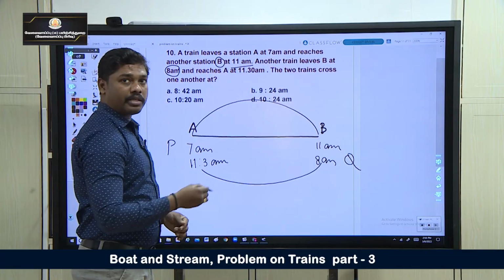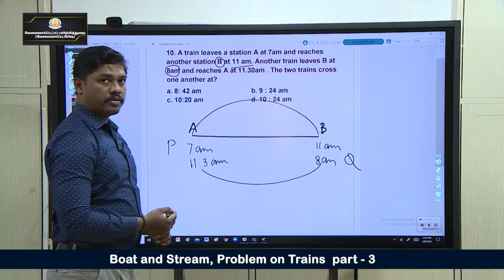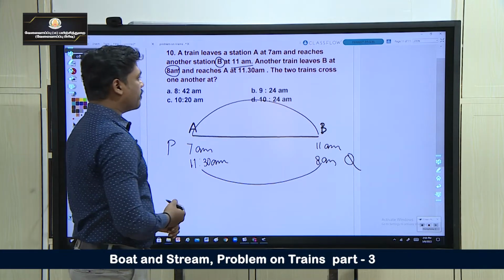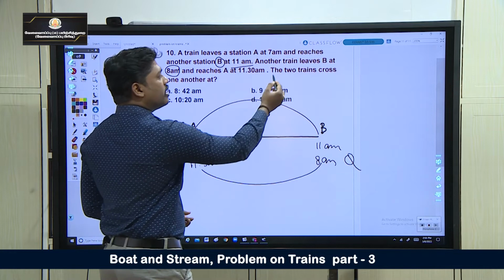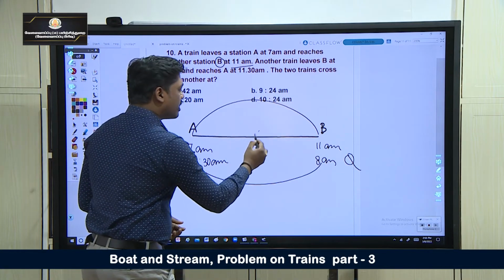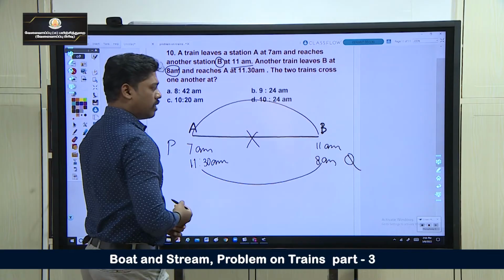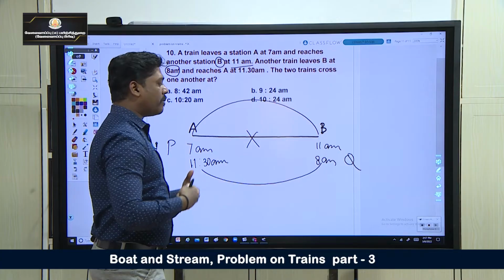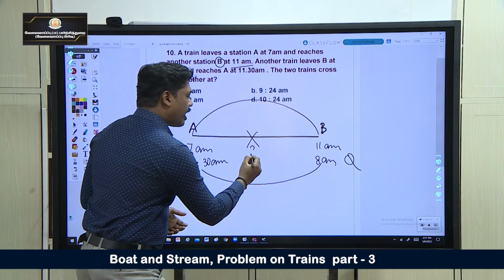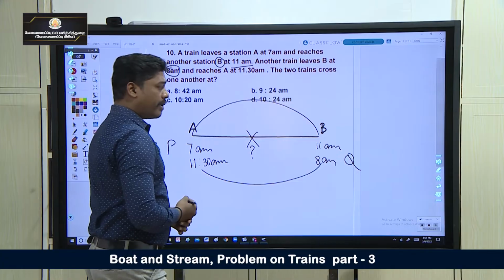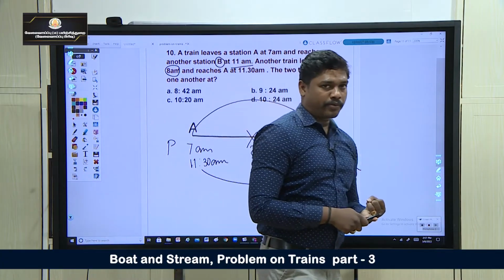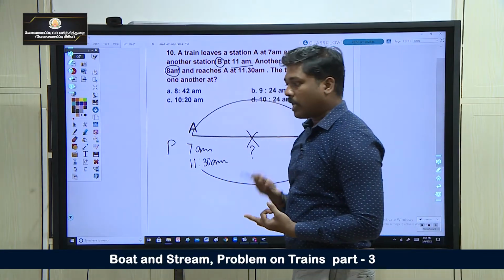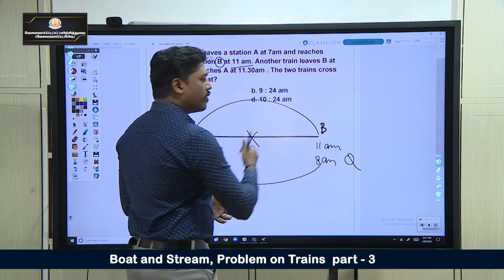The question asked here is, the two trains cross each other at what time? So two trains are moving like this. Definitely at one point of time they will cross each other. So at what time do they cross each other? In this question they have not given the speed of the trains, not given the distance between the two stations, and not given the time also. So we have to find everything.